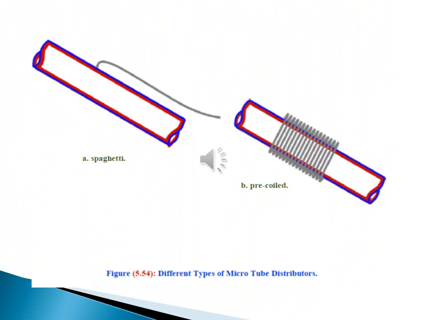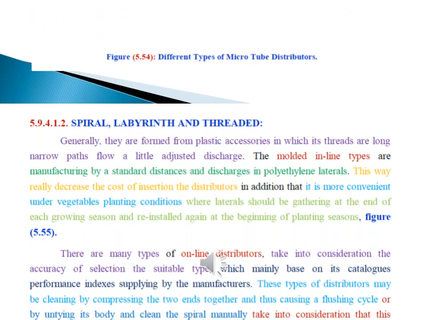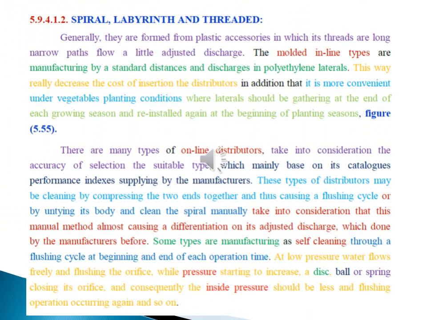Figure showing different types of microtube distributors, as you see, bucketing and three coils. Spiral, Lorentz and threaded type. Generally, they are formed from plastic accessories in which the threads are long narrow passes, allowing a little surface discharge.